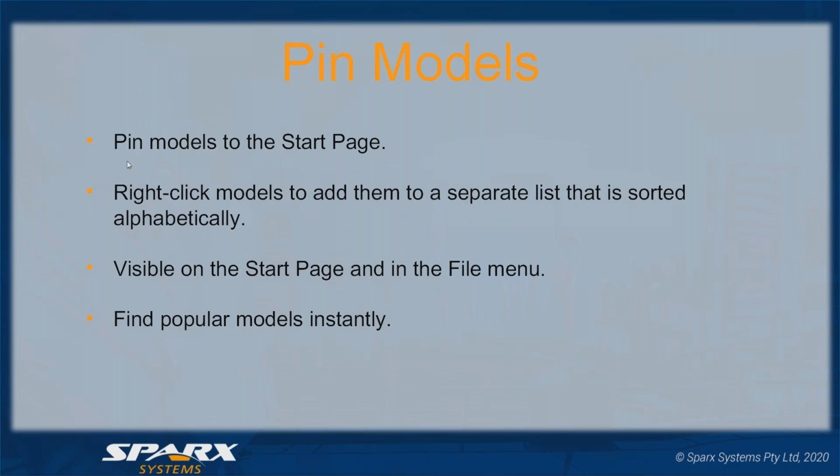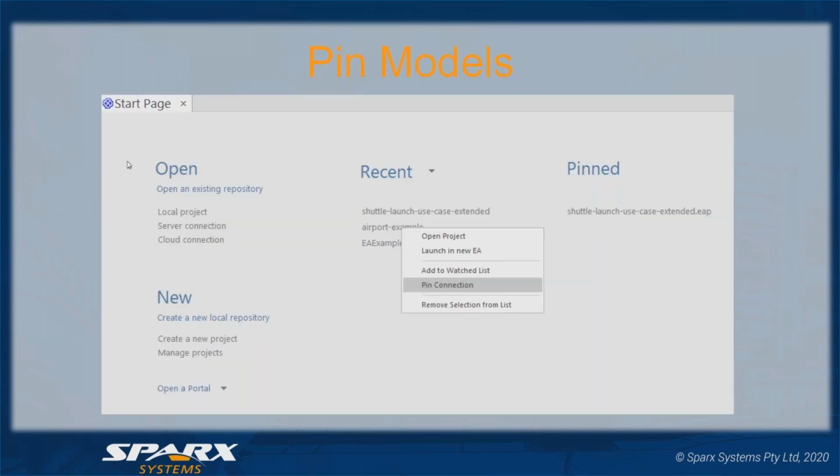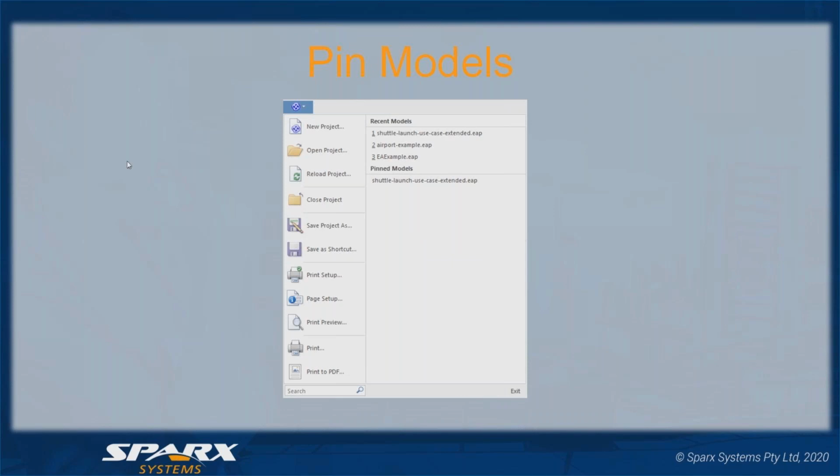So let's say you have 100 models. It allows you to find your most popular and common models that you use on a daily basis instantly, and they'll be pinned to the start menu so you can get access to them very quickly. You use the context menu on any recent files, and you can simply pin that connection and it will then appear on the start page. So really nice and easy. And you can see that the pinned items appear on the right of the screen.